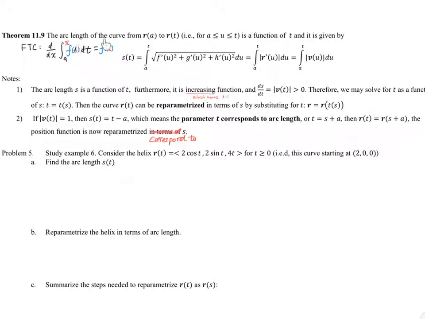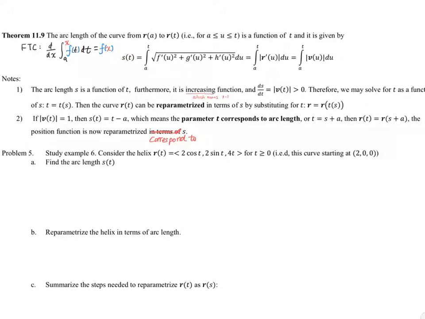The arc length of a curve from r(a) to r(t) is given by this formula. This is just the arc length formula, but now it depends on this time, the ending time. So it's a function of t. That's the first point to make. It is a function of t.